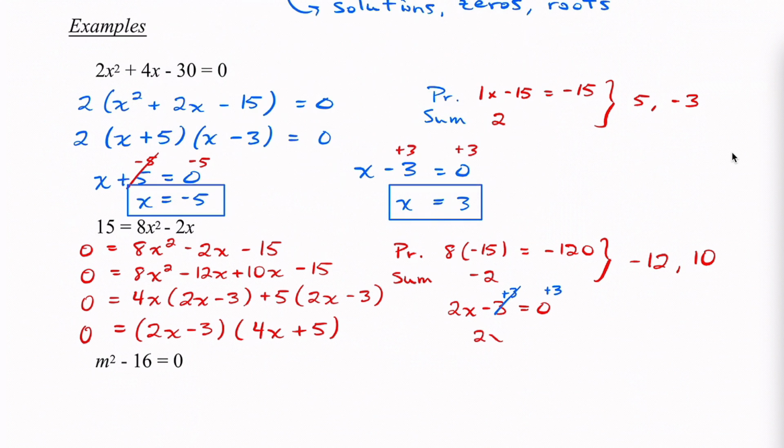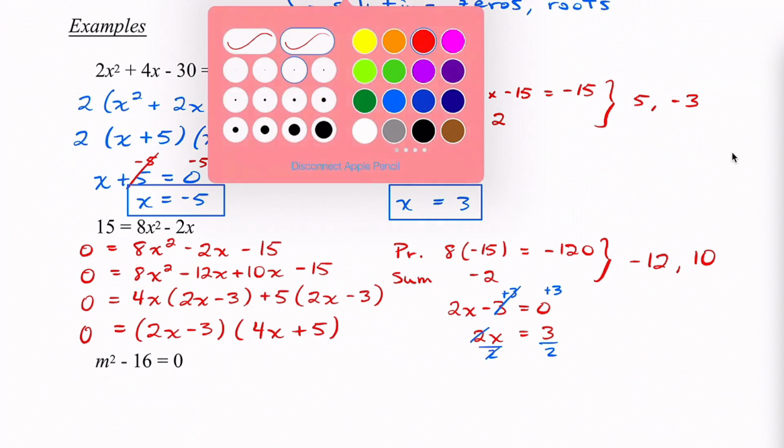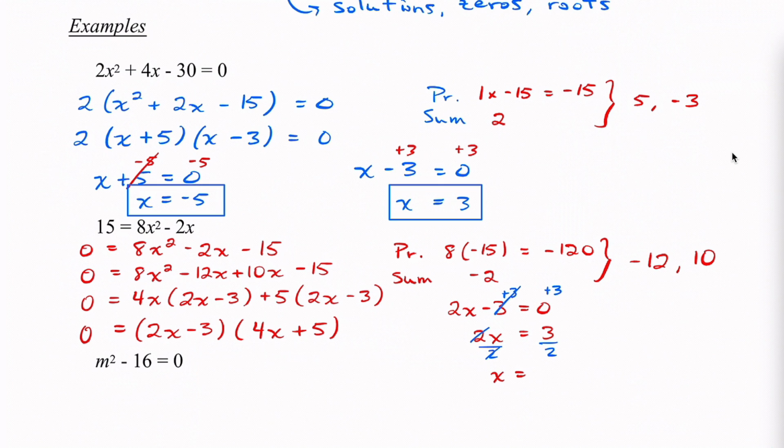And then I just have 2x equals 3. And then divide both sides by a 2. So divide by 2, divide by 2. So 2 divided by 2, those are gone. And then I just have x equals 3 over 2. So there is one solution. Then let's do the next one.